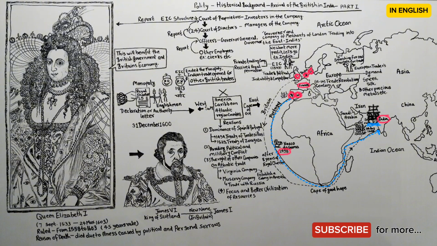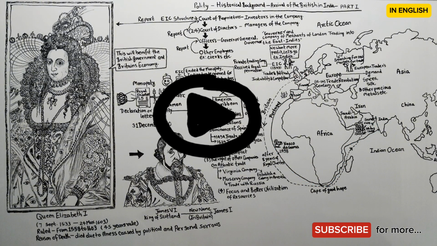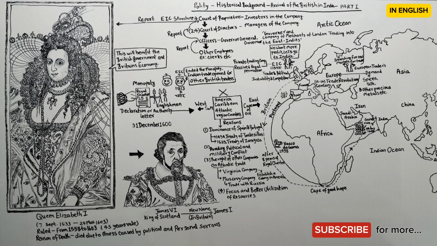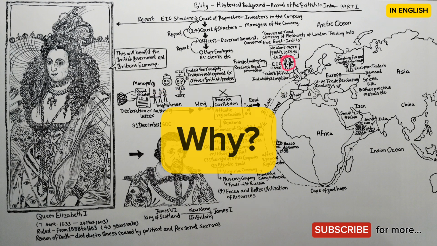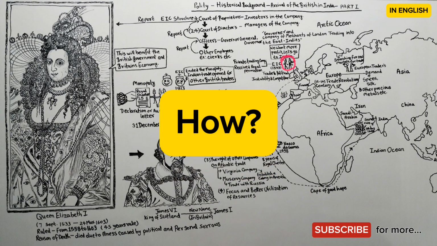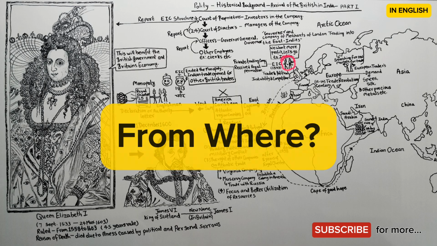So first of all, let's talk about what is in today's video. In today's video, we will talk about the British, or those whom we call Angrez in Hindi. We will see when the British came to India. Why did they come? How did they come? With whose permission did they come? And from where did they come?